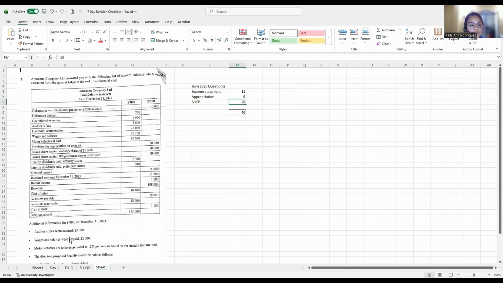Now, students have to remember accruals and prepayments. What you put in your income statement for accruals and prepayments must also be placed in your statement of financial position. If you forget that, you will lose marks if you omit it from any one of these statements. And of course, you will not balance.